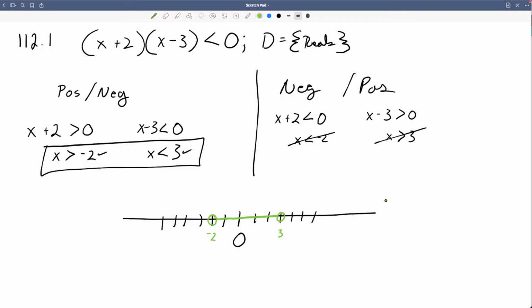All right, so let's look at another example problem. This is pretty easy to catch up to. The conjunctions are always easier to me than the disjunctions. The disjunctions take a second. So let's look at example problem 112.2.